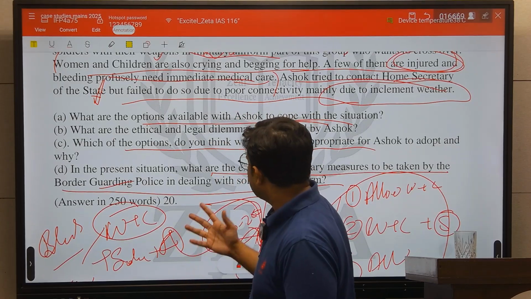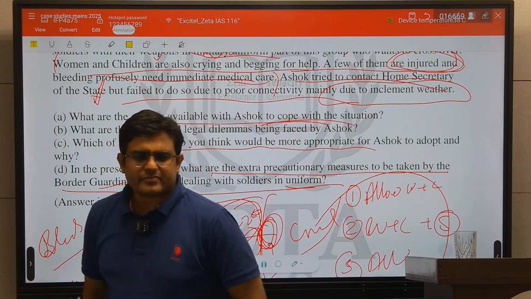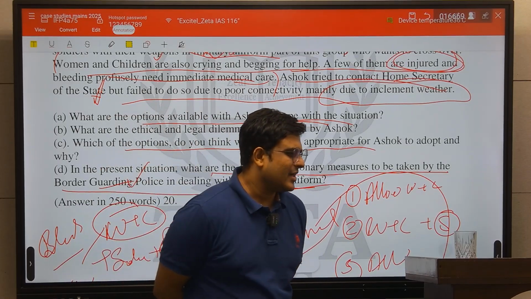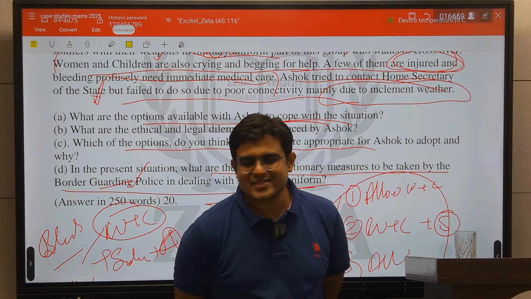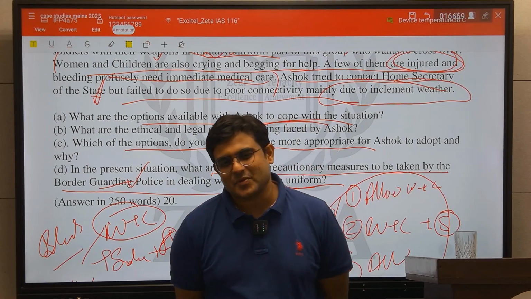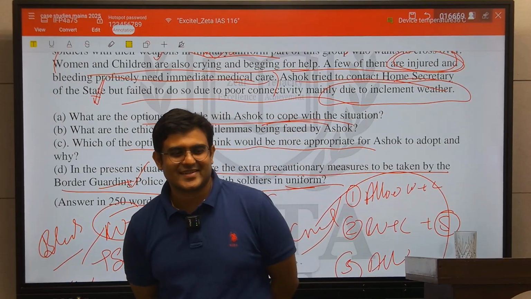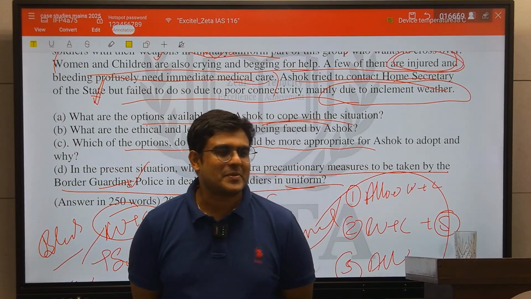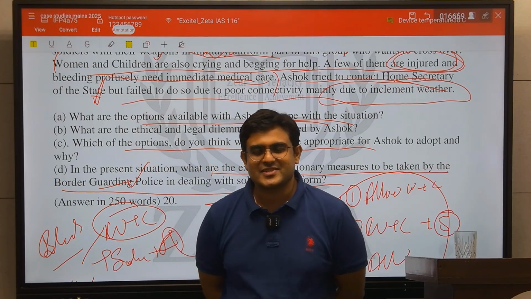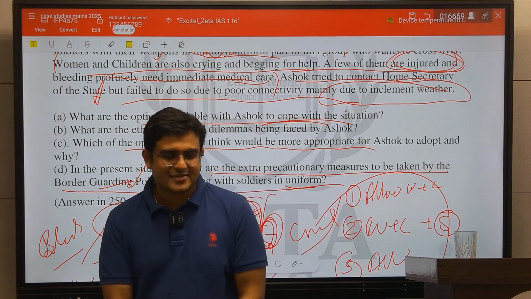But it says border guarding police, and we don't know whether it is paramilitary forces or the Indian Police Service. Anyway, even if they are paramilitary forces, the boss is from the IPS only. Yes, that is another debate that is going on, and cases are going on in the Supreme Court about whether the boss should be from the CAPF or from the IPS. Anyway, this way you can write.